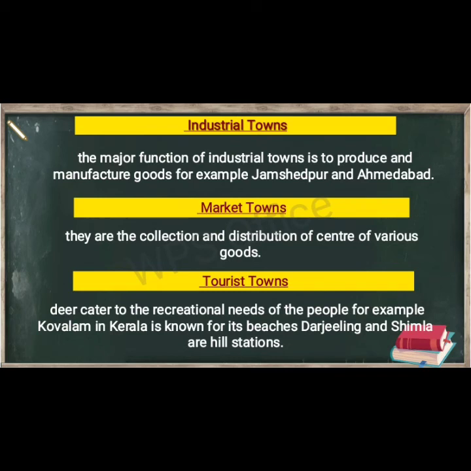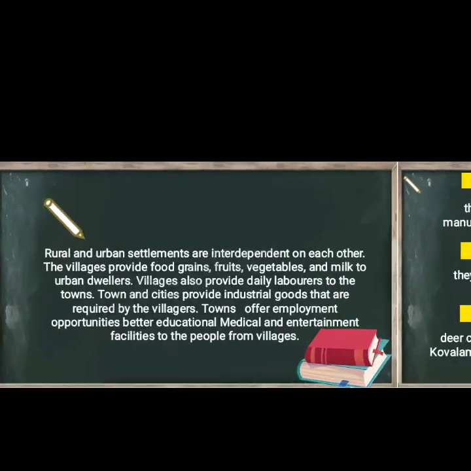Next is market town. They are the collection and distribution centers of various goods. And the last is our tourist town. It caters to the recreational needs of the people. For example, Kovalam in Kerala is known for its beaches. Darjeeling and Shimla are known for their hill stations.